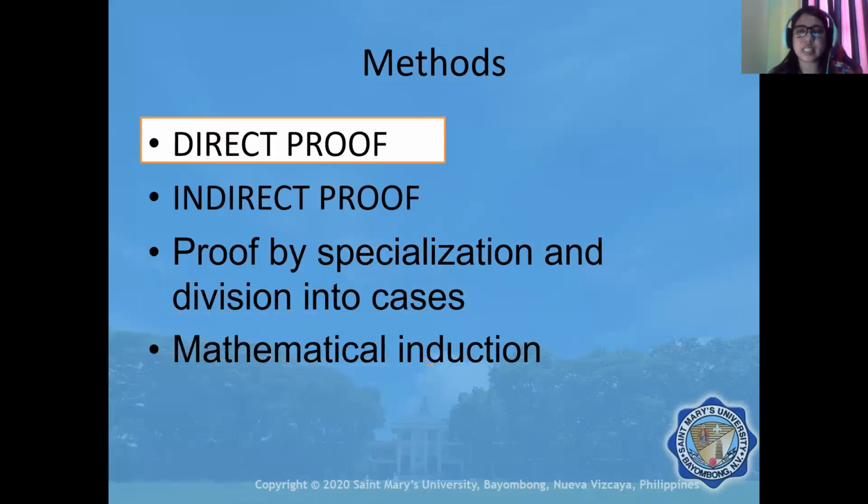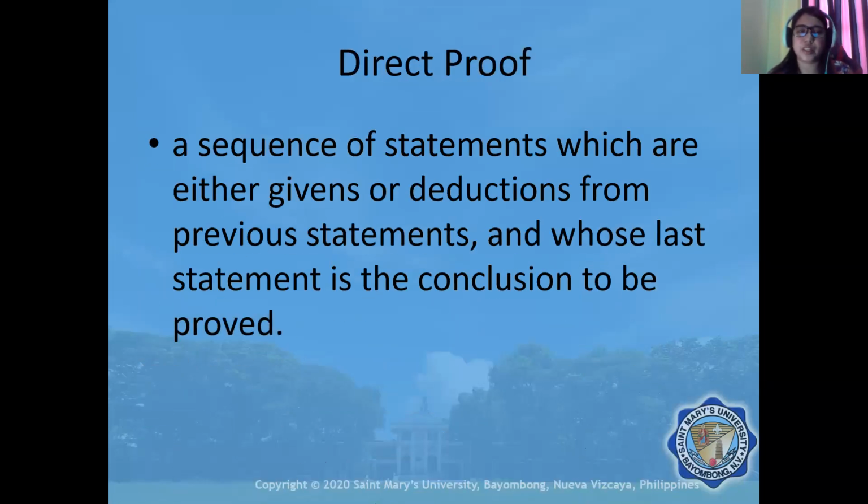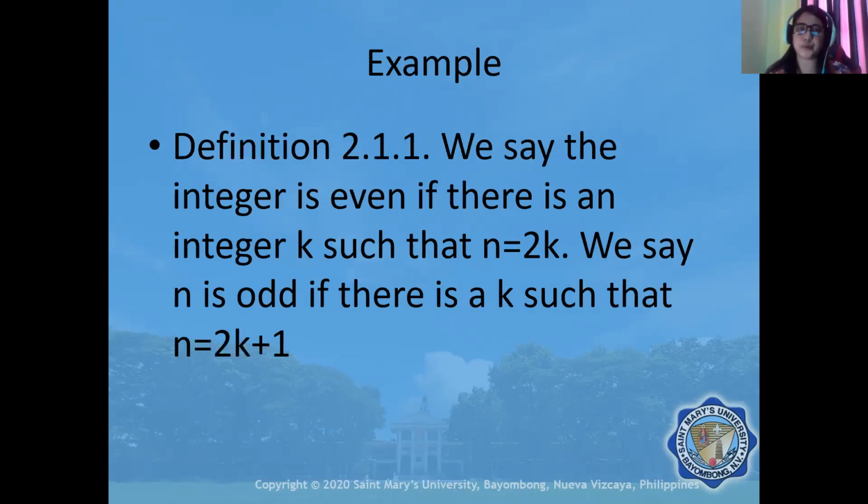So what is a direct proof? It is a sequence of statements which are either givens or deductions from previous statements, and whose last statement is the conclusion to be proved.